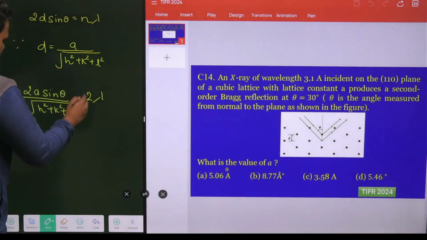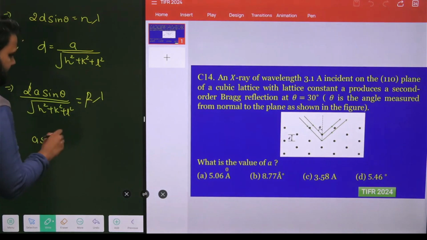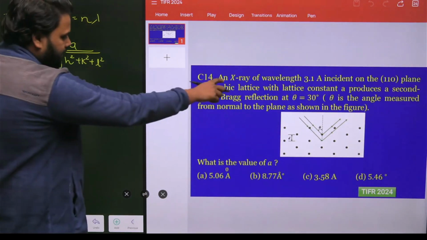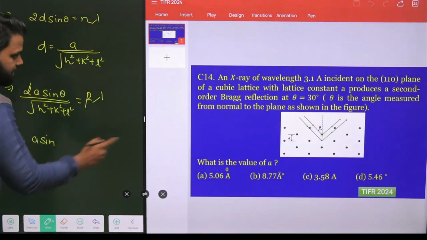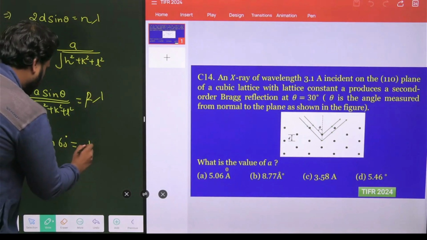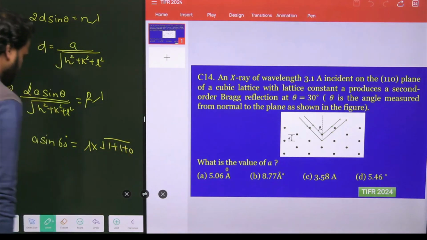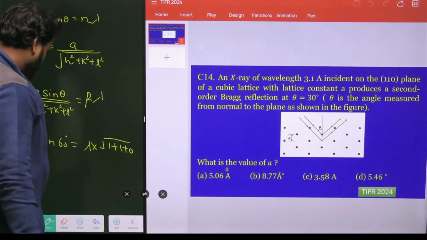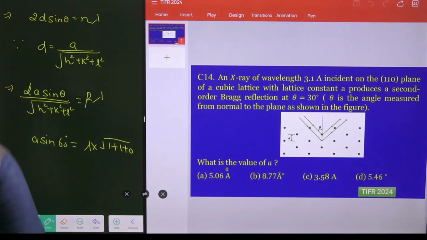Okay, so 2 and 2 cancel out. The value of hkl is 110. So this will be a sin theta. Theta is 60 degree, right? It is 30 degree in the question, but we have considered the theta with the plane, so it will be, sorry, 60 degree. So a sin 60 will be equal to lambda times root under 1 plus 1 plus 0. So a is what we need; lambda is given to us. Let's put the values here, and we'll get our answer.